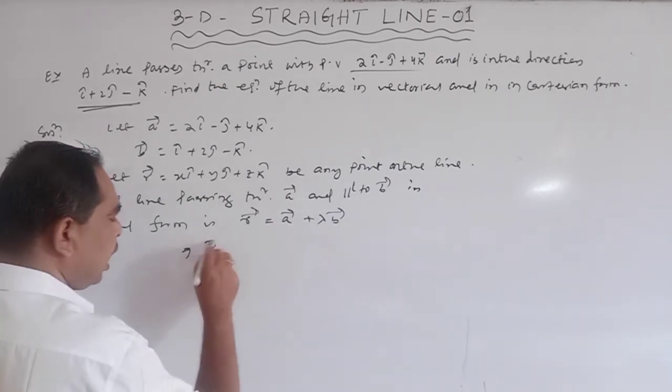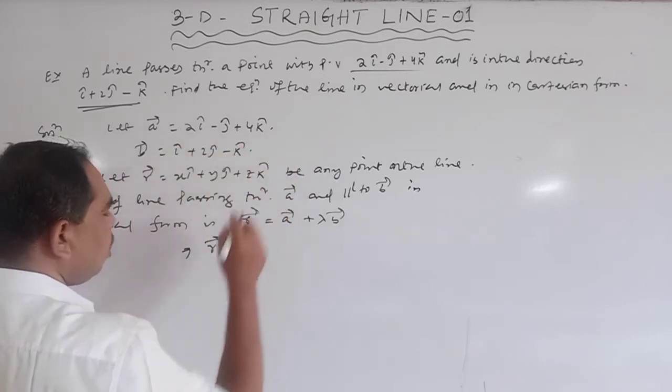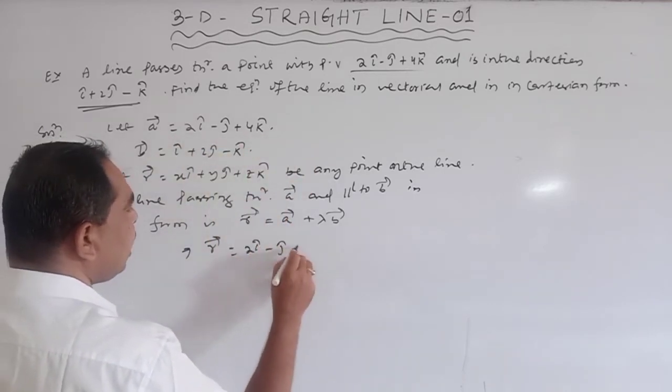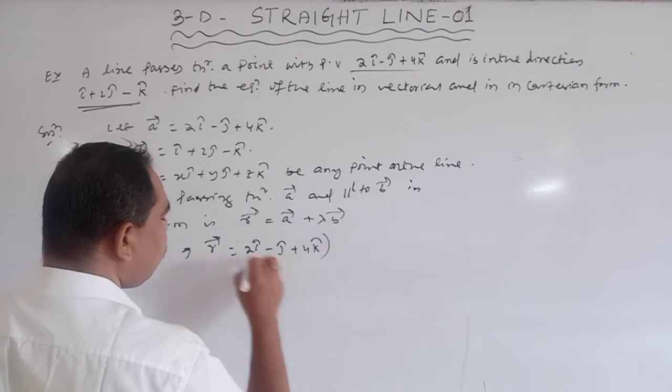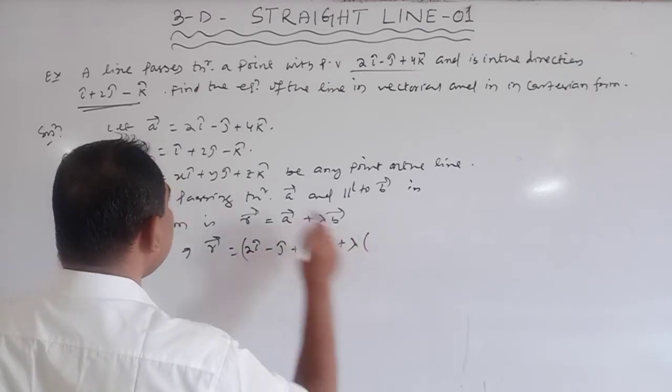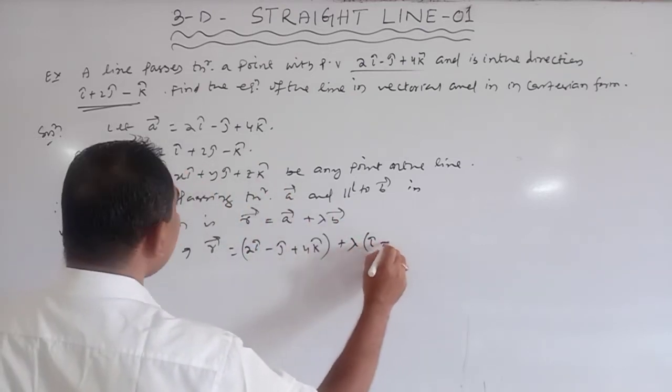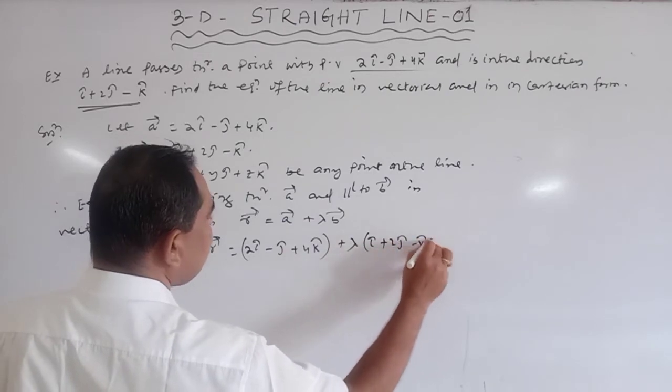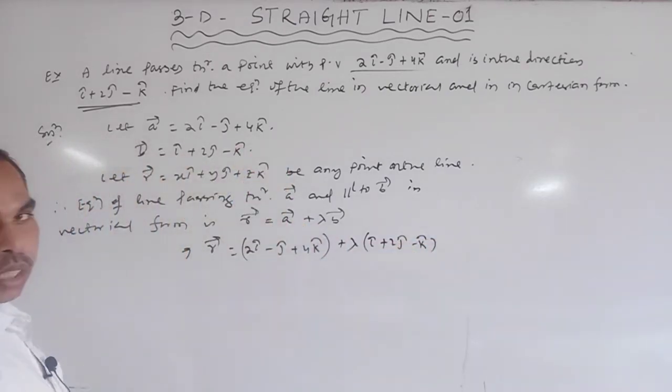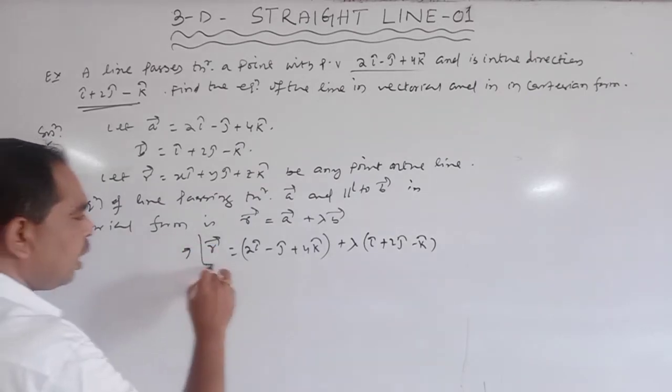This implies r vector is equal to a, which is 2i cap minus j cap plus 4k cap, plus lambda times b vector, which is i cap plus 2j cap minus k cap, in the direction of the vector. This is the straight line vectorial form.